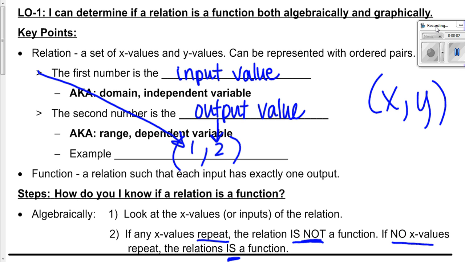Alright guys, tonight we're going to look at how I can determine if a relation is a function both algebraically and graphically.